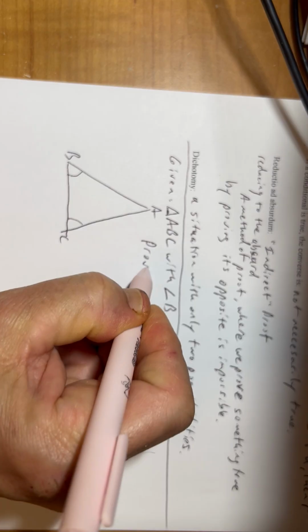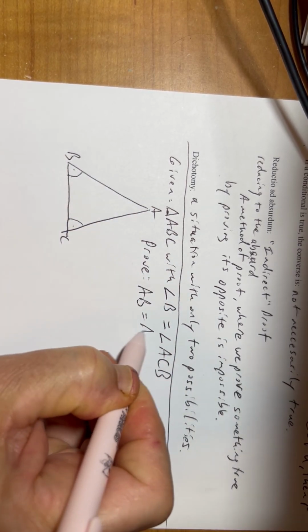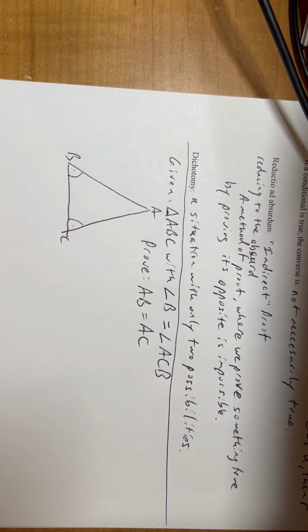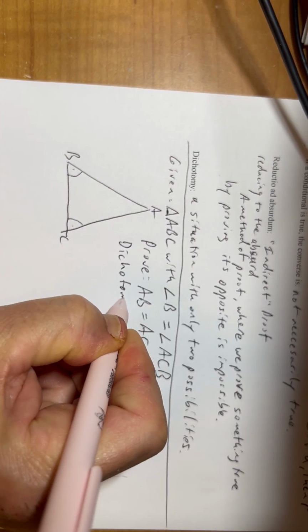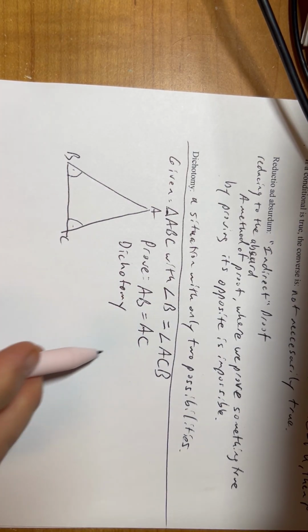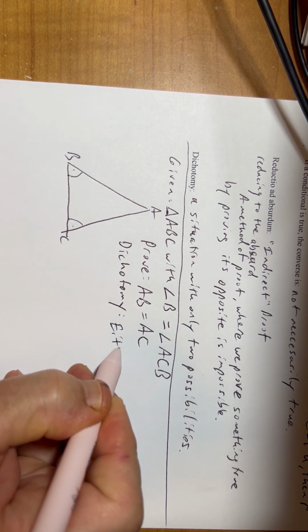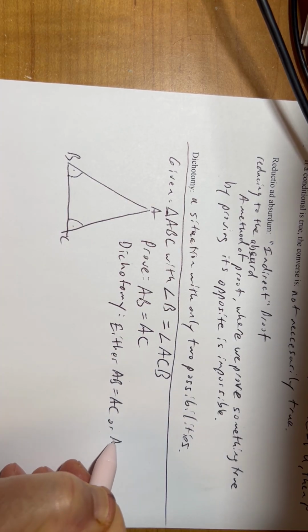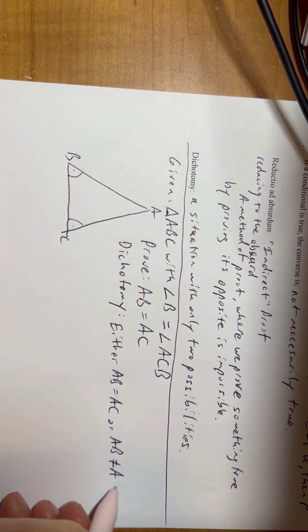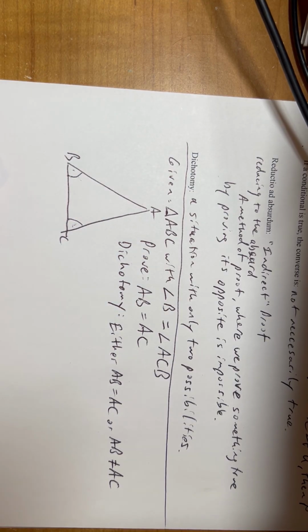So we have to prove that if these angles are equal, then AB equals AC, and it's an isosceles triangle. Okay, so the first thing I do is establish the dichotomy. And the dichotomy is going to be based on what I want to prove. See, so the dichotomy is this. Either AB equals AC or it doesn't. There are no other possibilities in the universe in this situation. If these two angles are equal, either these sides are equal or they're not.